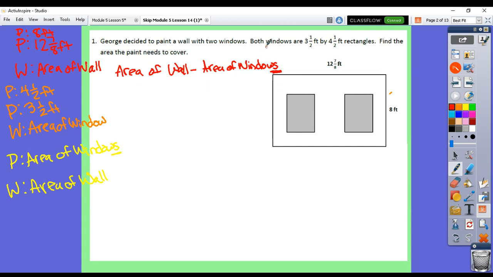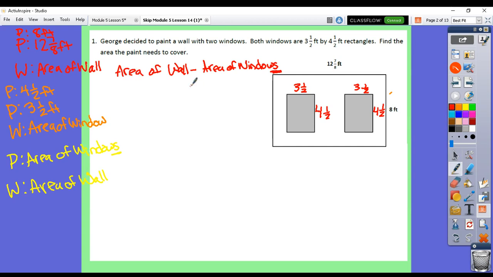Our next step would be to draw and label our tape diagram. Well, they've already given us a picture here. All we have to do is label our windows, which are 3.5 feet by 4.5 feet. And both of them are the same size, same rectangle. Our next step is to write our equation and solve it.